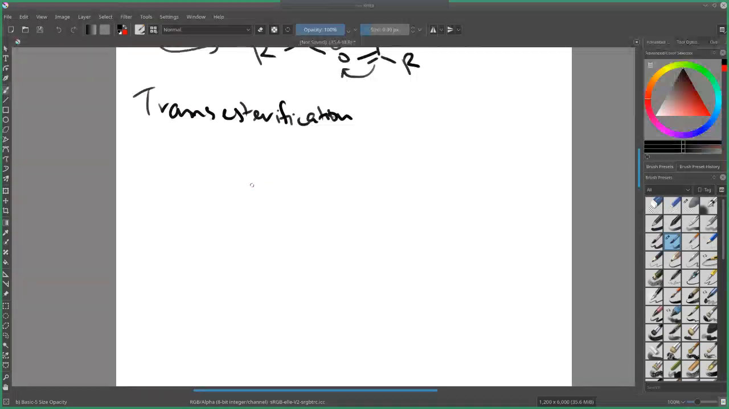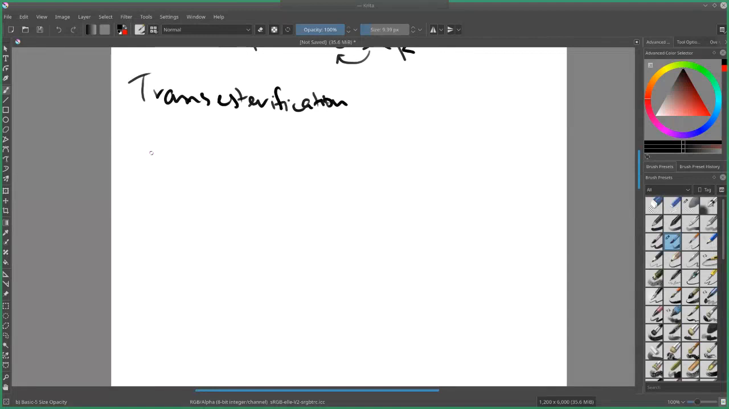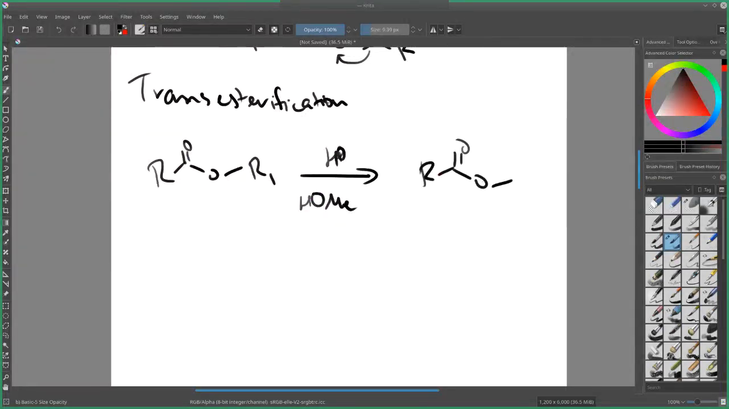Okay. So this is just if you take some ester, and you can do it either in acid or in base, I believe. So let's just say in acid. And instead of doing water like a normal Fischer esterification, you could do, I don't know, methanol or something. Right? And then bam, you get a methyl ester.